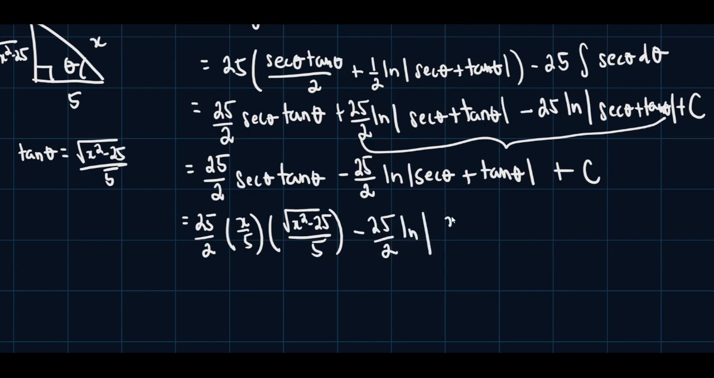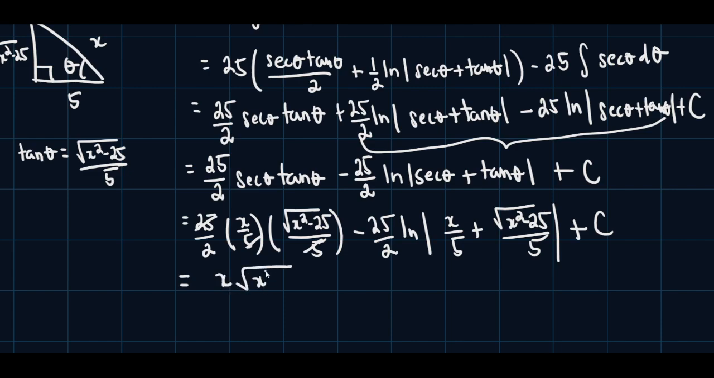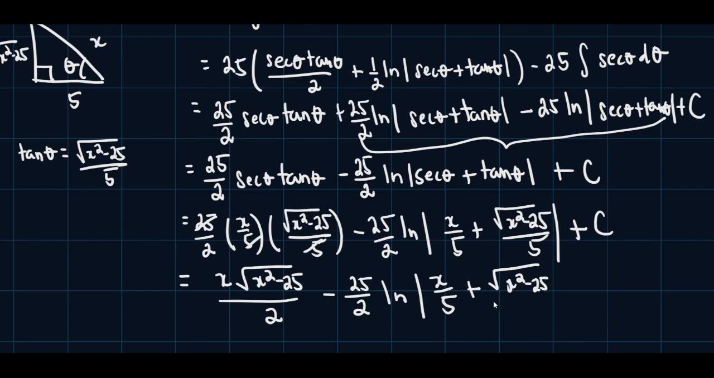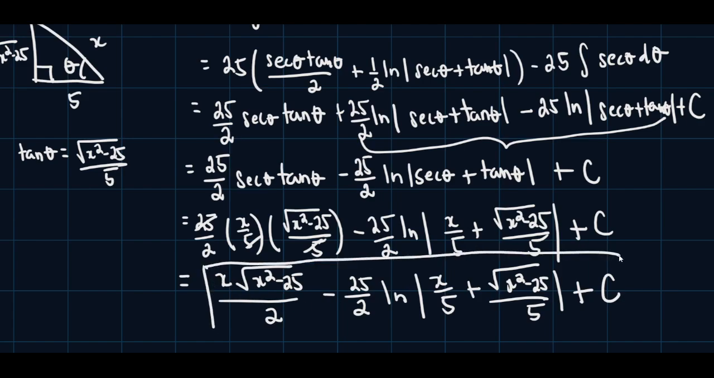ln ng secant theta, tangent theta, plus c. Simplify. X square root of x squared minus 25 over 2 minus 25 over 2 ln ng absolute value of x plus 5 plus square root of x squared minus 25 over 5 plus c. So this is our answer.